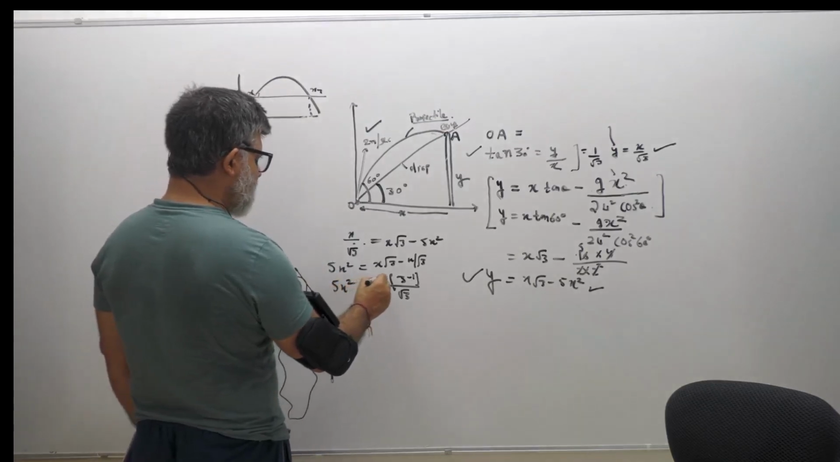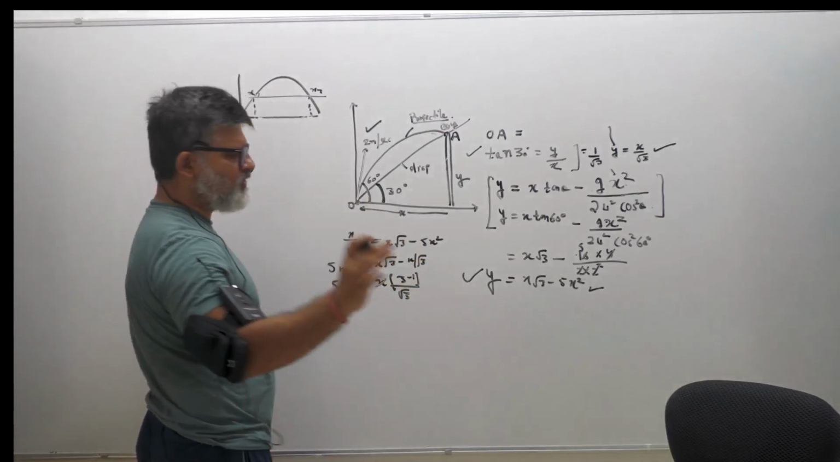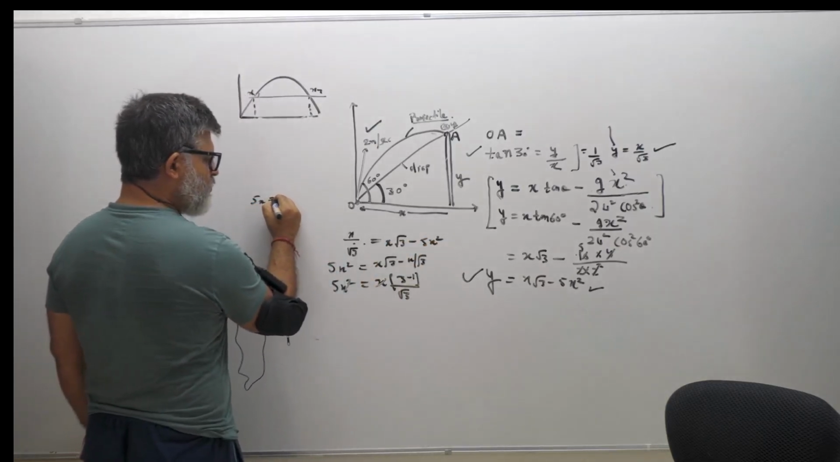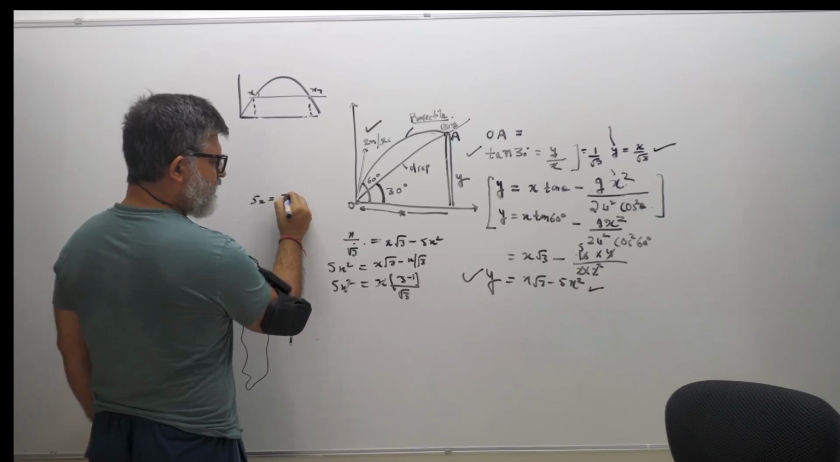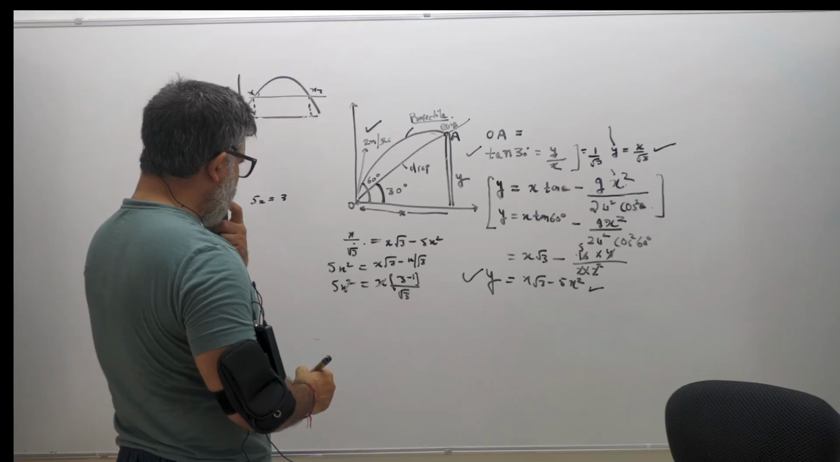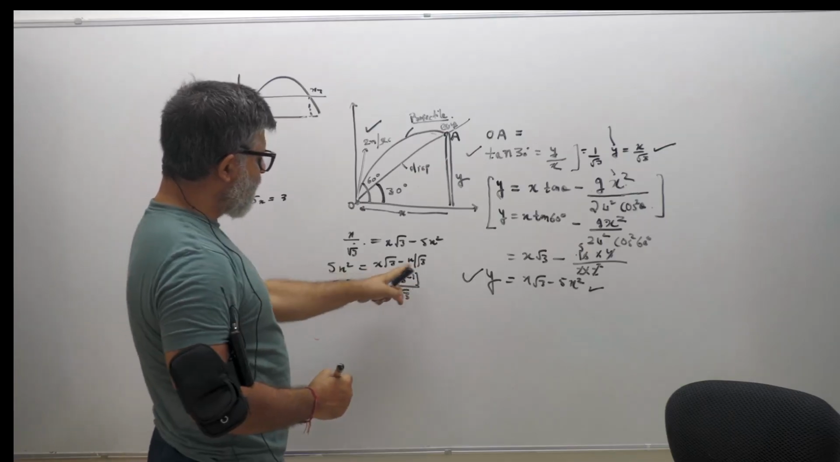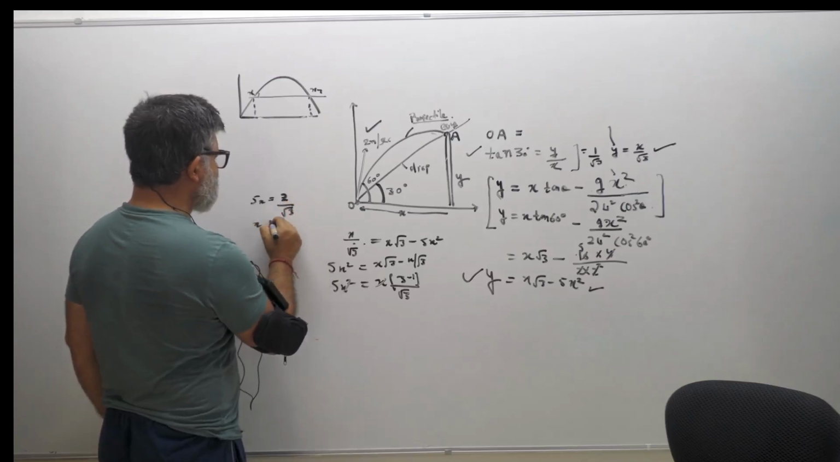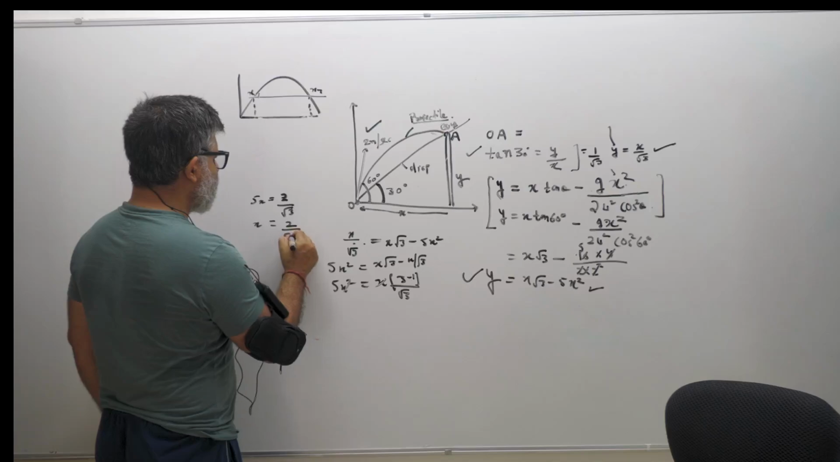So I think the x cancels. x cannot be 0, so I'm ignoring that root. So I get 5x is equal to 3... okay, I took an LCM, so this is 2 by root 3. So my x comes out to be 2 upon 5 root 3.